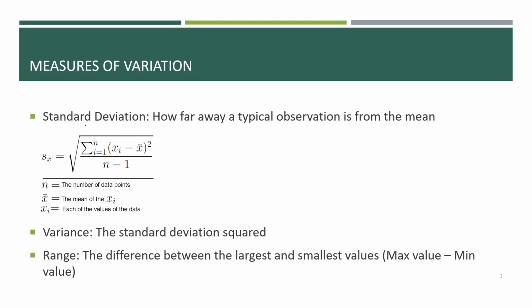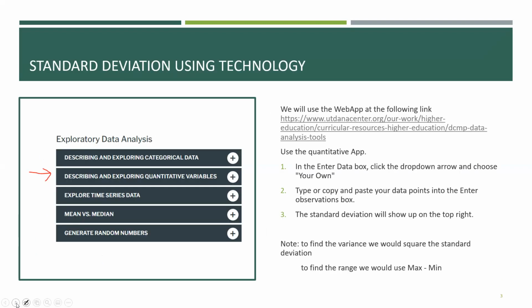In the app, it will give us the standard deviation, and we will be asked on occasion to find the variance. Notice that the variance is a different spelling than variation. Variance is a specific measurement, and you find it by squaring the standard deviation. And you will be asked to find the range. The app will give you the largest and the smallest, so you need to do the subtraction in order to find the range. So let's take a look at how all this works.